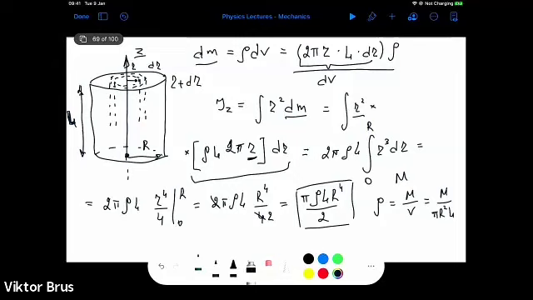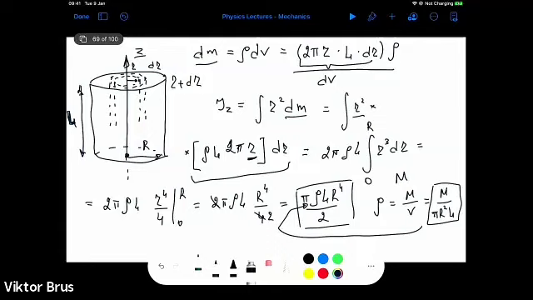So when we substitute this equation here for density, we can get the expression for the moment of inertia about axis of rotation z in terms of total mass, radius, and length. So without considering the density of the cylinder. I guess now we will not do it. You can do it yourself.